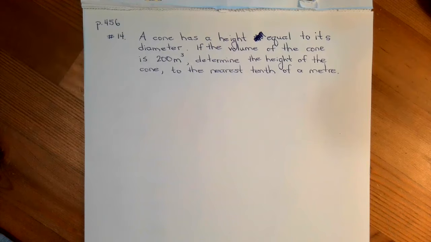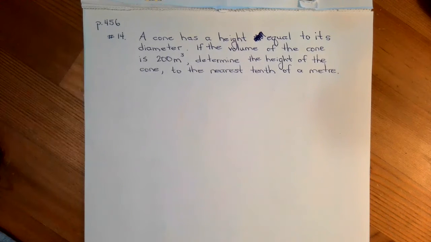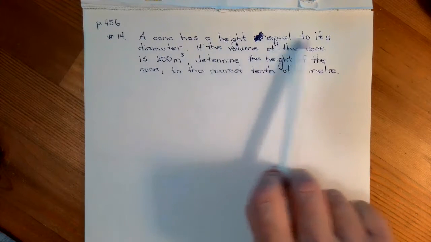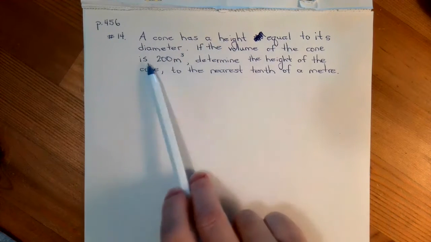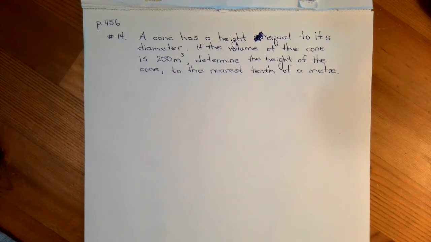Hey Nine, so I had a request for a video on page 456, number 14. The question was, a cone has a height equal to its diameter, and if the volume of the cone is 200 meters cubed, determine the height of the cone to the nearest tenth of a meter.